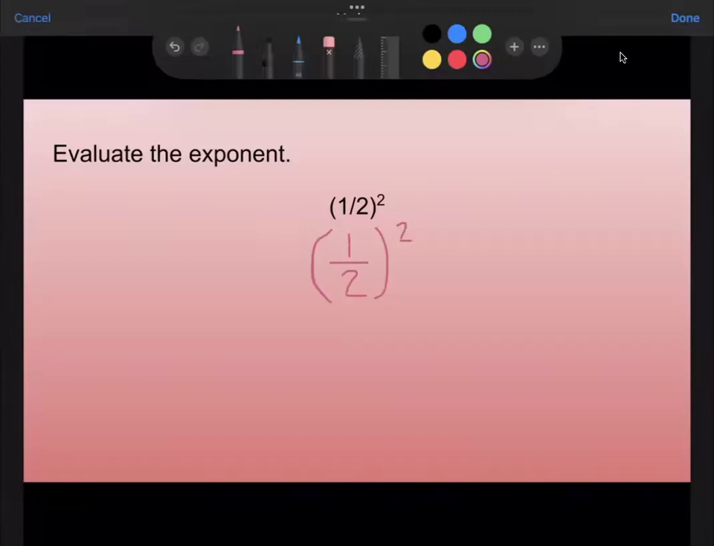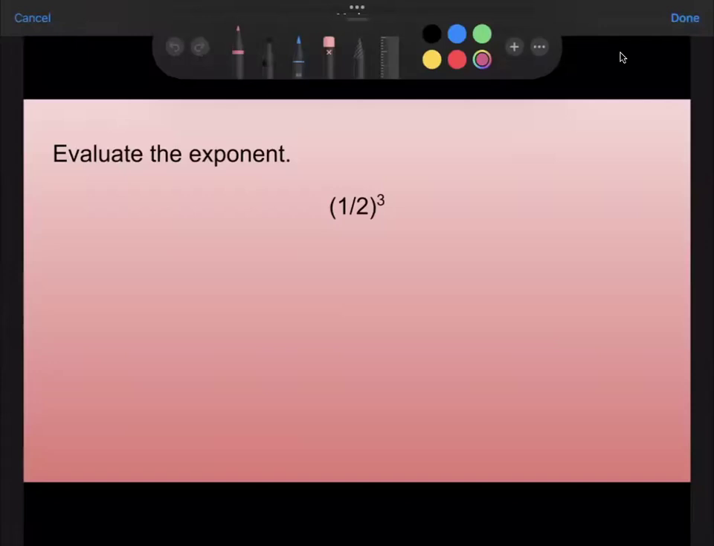So the first thing we want to do is distribute that second power to both the numerator and the denominator. So I'm going to distribute it here and here. That means this becomes 1 to the second power over 2 to the second power. Then I would just evaluate both of those as if I was evaluating exponents with whole number bases. So 1 to the second power is just 1, and 2 to the second power is 4. So our final answer here would be 1 over 4.